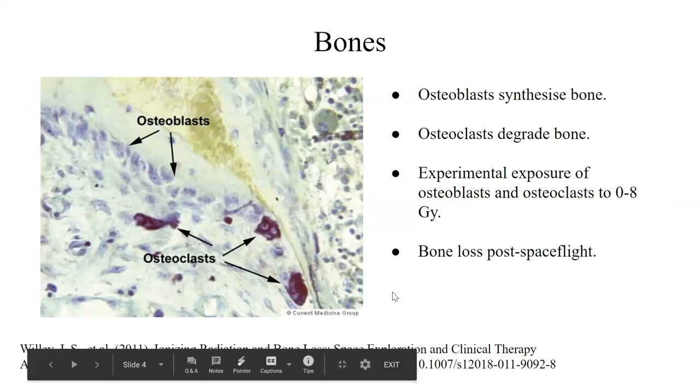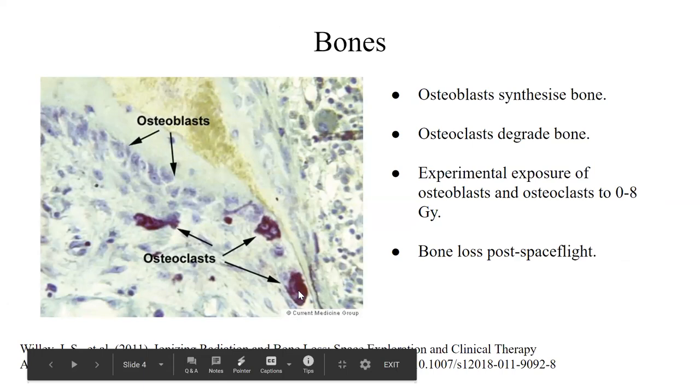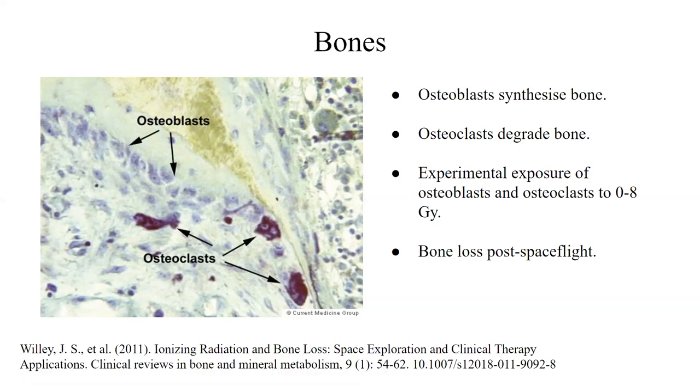Okay, so the next system that I looked at was the skeletal system, looking at bones. This is a microscope slide showing two cells that function in maintaining bone. These osteoblasts, these lighter blue cells that you can see here, function in synthesizing bone, and these darker purple cells degrade bone. And there was an experiment done that looked at how these cells respond to different radiation doses, looking at 0 to 8 grays, which is spaceflight relevant. And they found that osteoblasts decrease in number following radiation exposure, and osteoclasts actually increase initially.